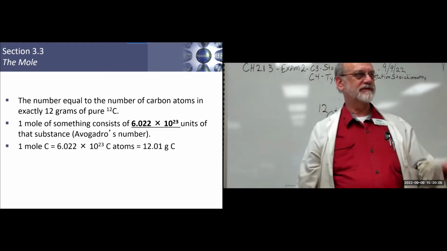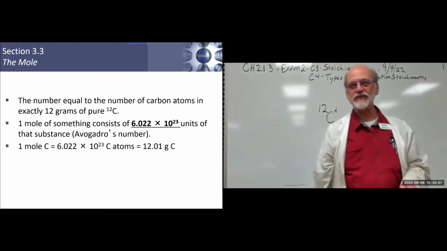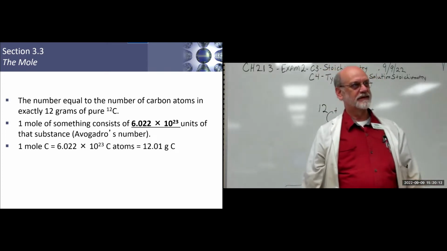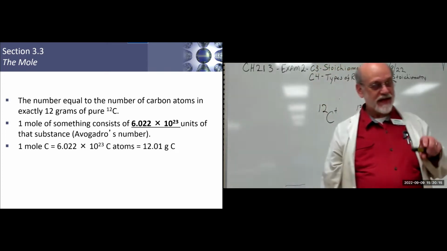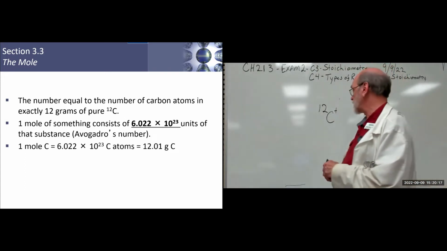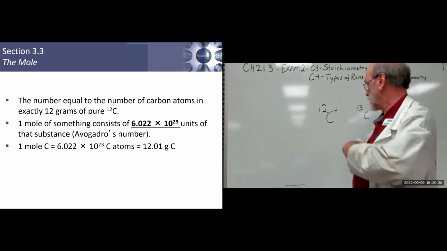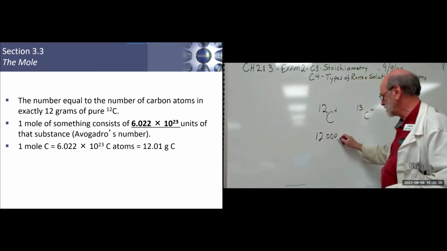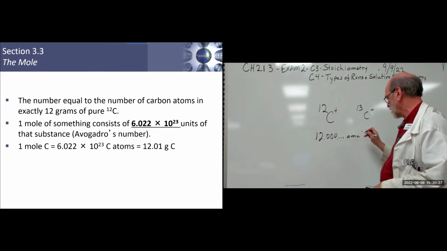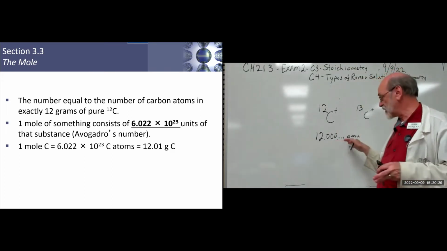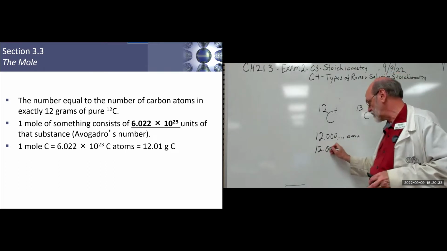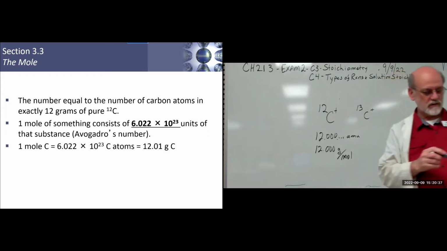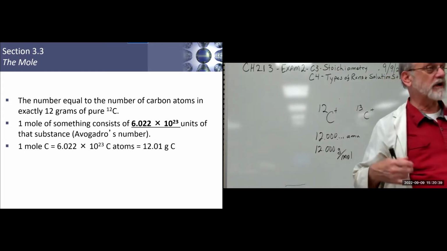Okay, here's the next problem. We don't do chemistry in atomic mass units. We do chemistry in grams. So, as it turns out, those atomic mass units for this isotope, 12 atomic mass units, can also have the units 12 grams per mole of atoms.